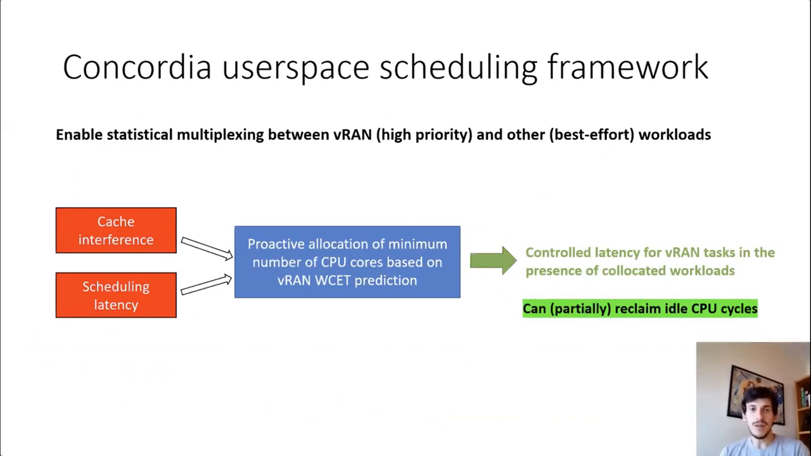And at a high level, Concordia views the vRun as the high priority workload and other workloads as best effort, and it then relies on a worst-case execution time prediction mechanism that decides the minimum number of CPU cores that must be proactively allocated to the vRun at any point in time in order to meet its processing deadlines. And this proactive allocation leads to a controlled processing latency for the vRun workload, allowing us to partially reclaim idle CPU cycles that can then be given to other workloads.